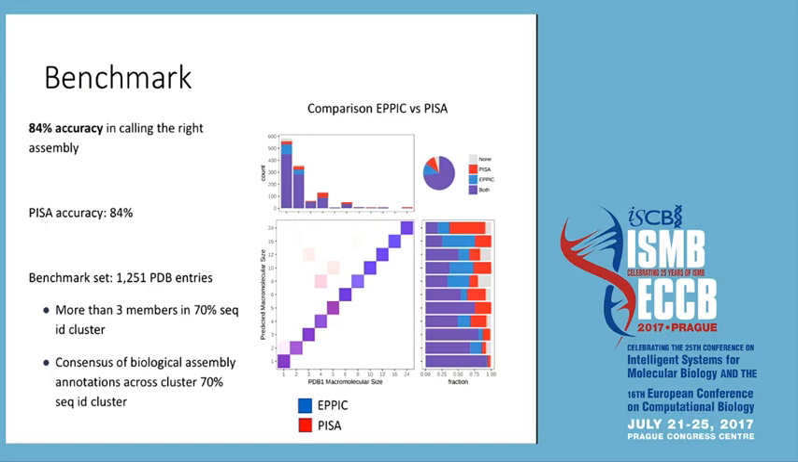And the benchmark we used was by mining the whole PDB and finding all structures that have, across their sequence cluster, so the homolog structures at 70% sequence identity, at least 3 members and consensus of their biological assembly annotation. It's well known that there are problems with the annotations in the PDB because of problems at deposition time or ambiguities from the experiments. So that's why we have to have this kind of safe set. And this is composed of 1251 PDB entries.